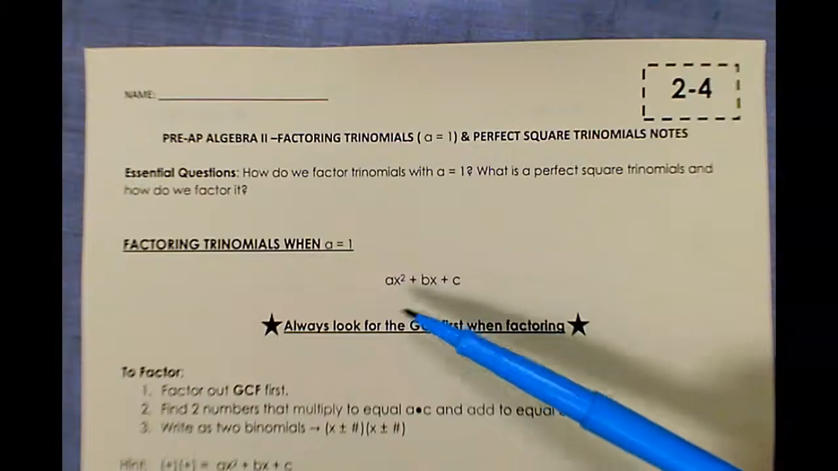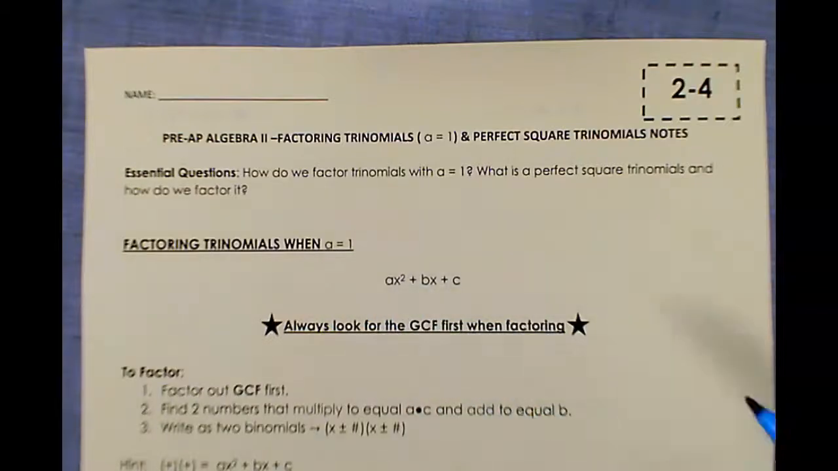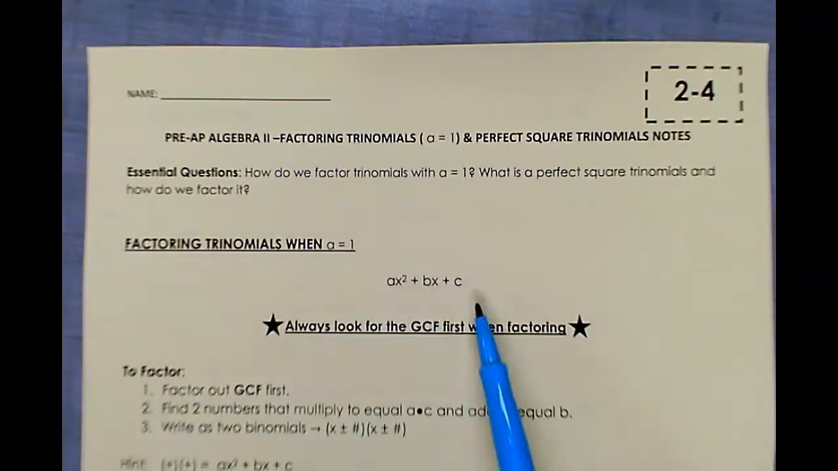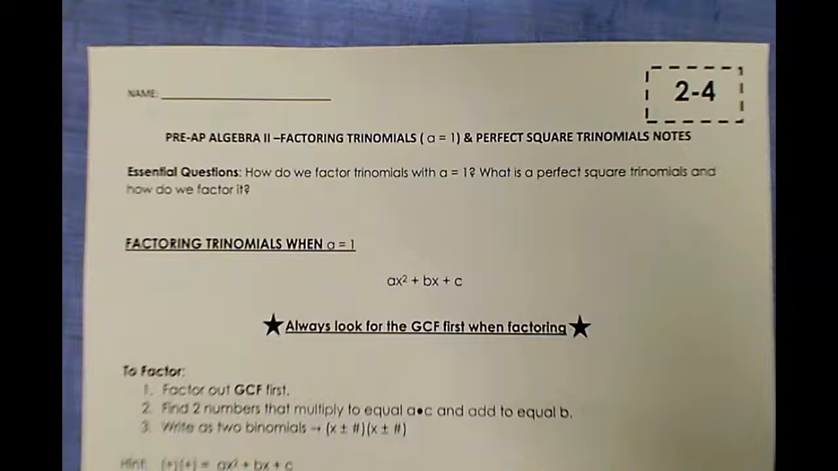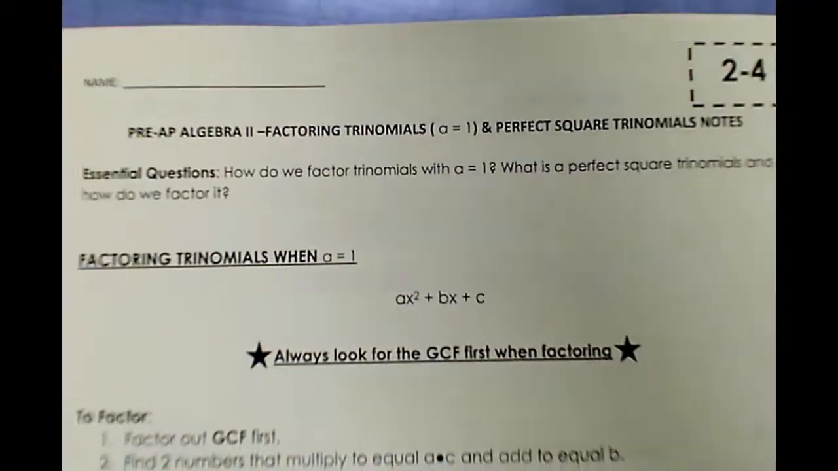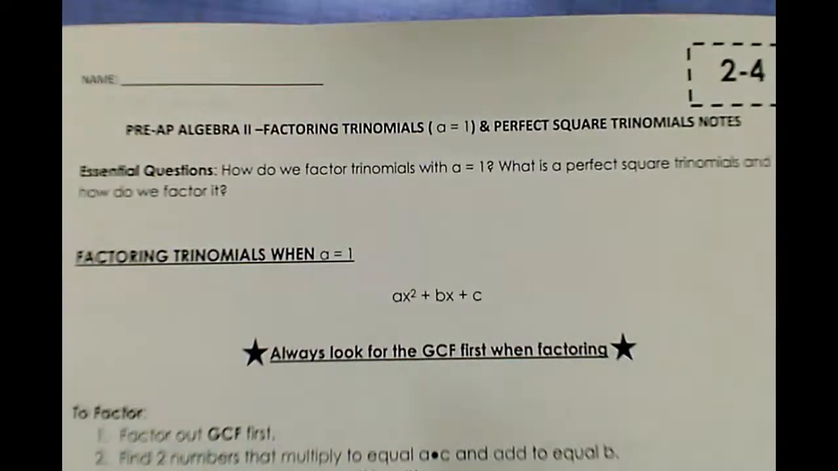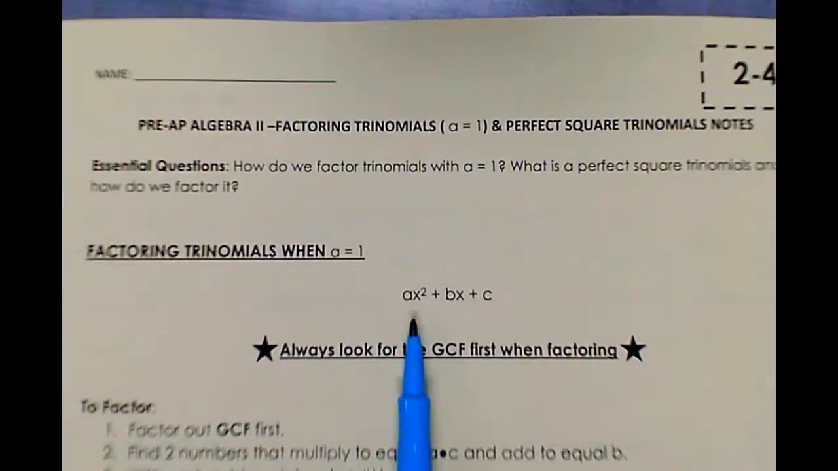We are going to look today at factoring trinomials when a equals 1. We are not solving trinomials, that comes later. This is an expression because it does not have an equal sign. So we are going to look at factoring trinomials of this form when a equals 1.